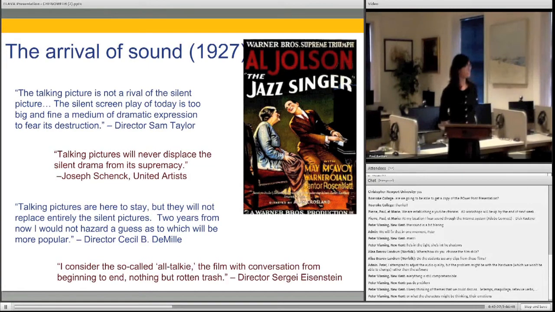I'm just going to read these out. The talking picture is not a rival of the silent picture. The silent screenplay of today is too big and fine a medium of dramatic expression to fear its destruction. A little overconfident. Talking pictures will never displace the silent drama from its supremacy. Talking pictures are here to stay, but they will not replace entirely the silent pictures. 2 years from now, I would not hazard a guess as to which will be more popular. Cecil B. DeMille. And finally, Eisenstein, famous silent filmmaker and theorist. I consider the so-called all-talkie, the film with conversation from beginning to end, nothing but rotten trash.